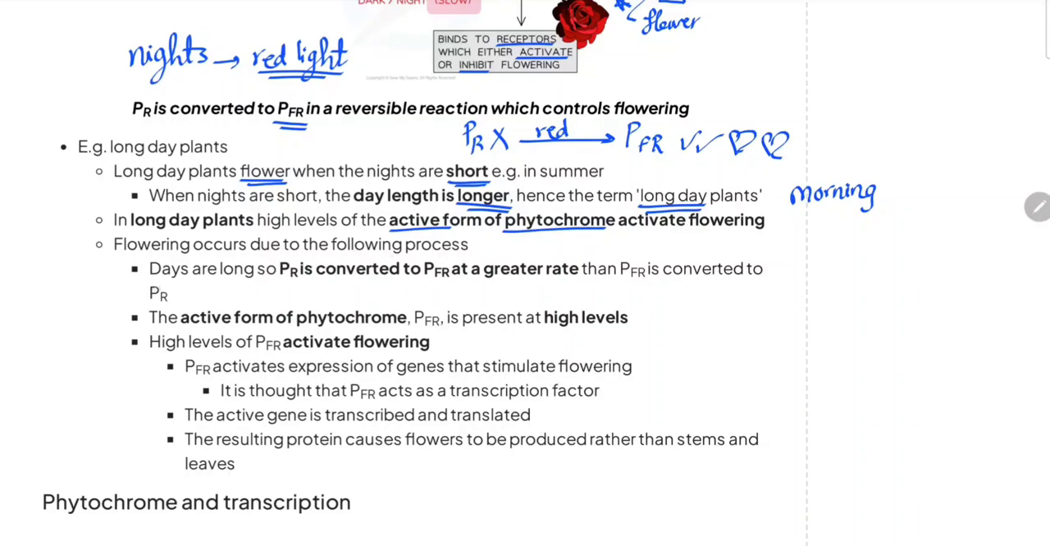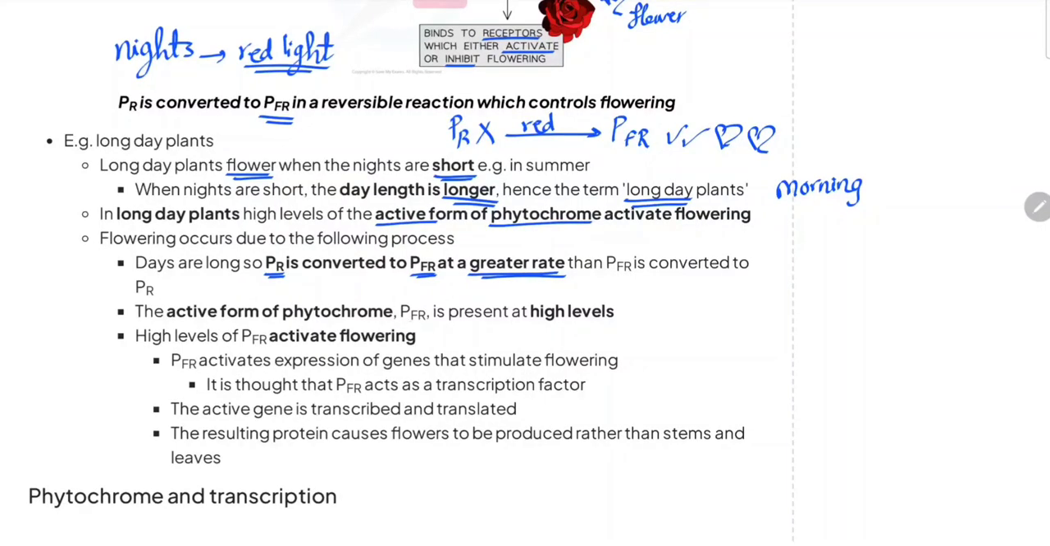The flowering occurs due to the following process. Days are long, so PR is converted to PFR at a greater rate than PFR is converted to PR. Therefore, the active form of the phytochrome, which is the PFR light, is present at high levels. And these high levels of the PFR, which is the active, beautiful one, activate flowering. It activates expression of genes that stimulate the flowering. It is thought that the PFR acts as a transcription factor, where the active gene is transcribed and translated, and the resulting protein causes flowers to be produced rather than stems and leaves. And that's how flowering takes place. We don't get the stems and leaves. They are not in this phase. We're in flowering, and we have the flowers to be produced. And this is all because of the PFR, the flower-inducing far red light phytochrome.